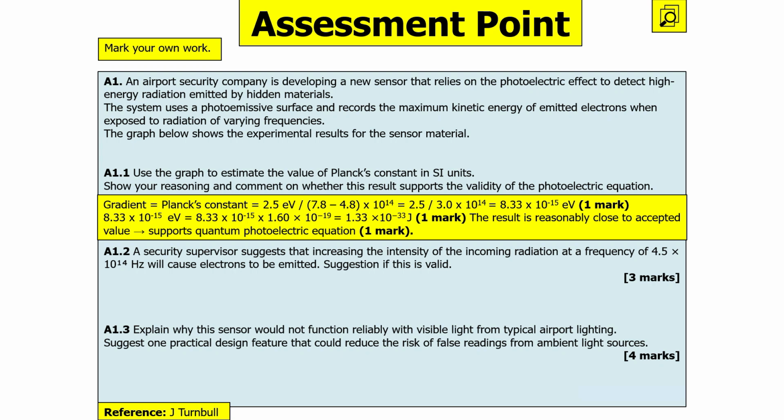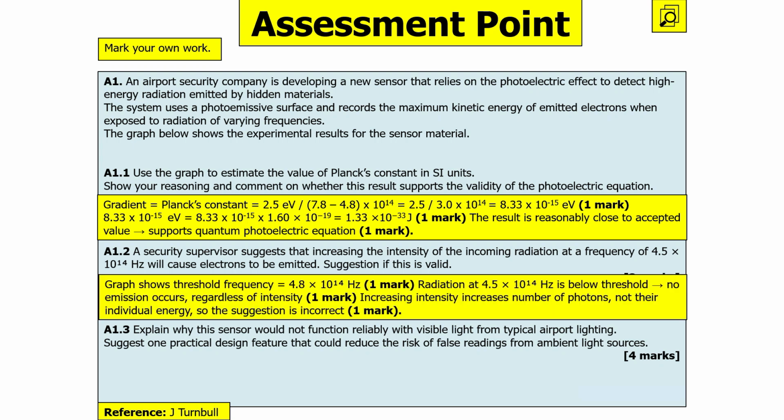Next, what we can say is that the graph shows that the threshold frequency, which is the x-intercept, must be 4.8 times 10 to the 14 Hz. So therefore radiation of 4.5 times 10 to the 14 Hz is below the threshold. No emission occurs regardless of intensity. An increase in intensity will increase the number of photons, not their individual energy, so the suggestion is incorrect.